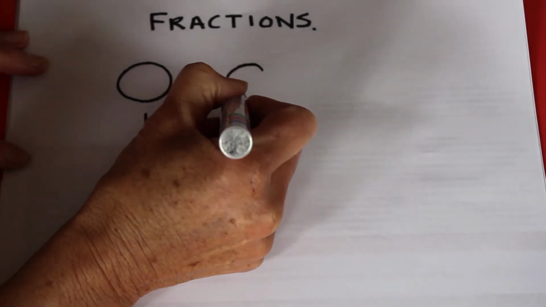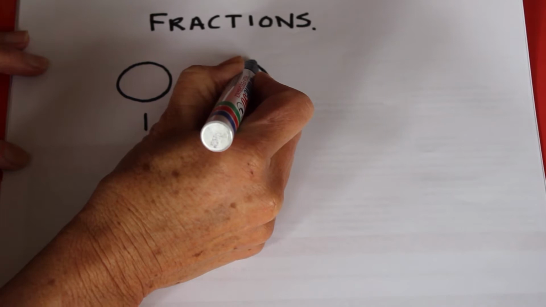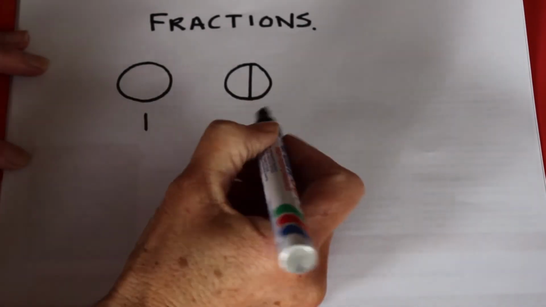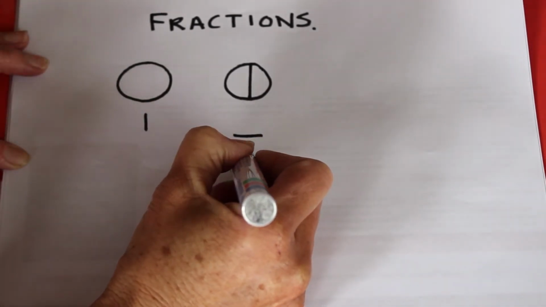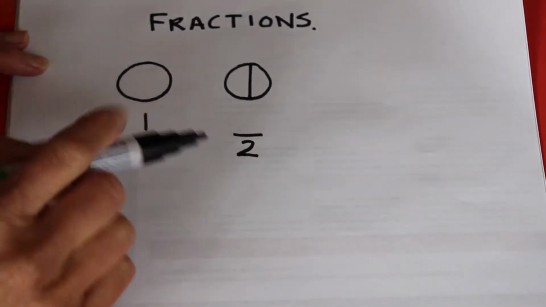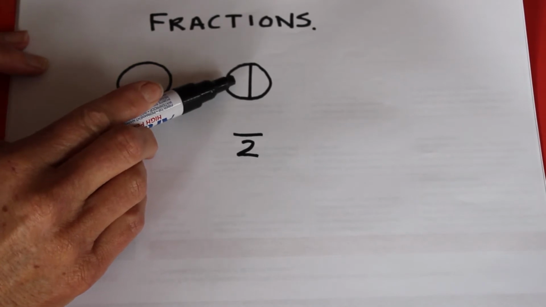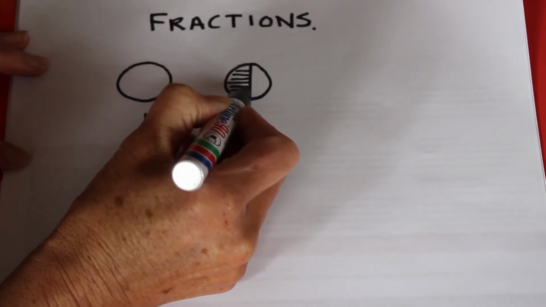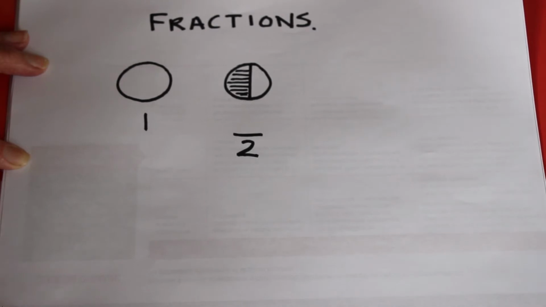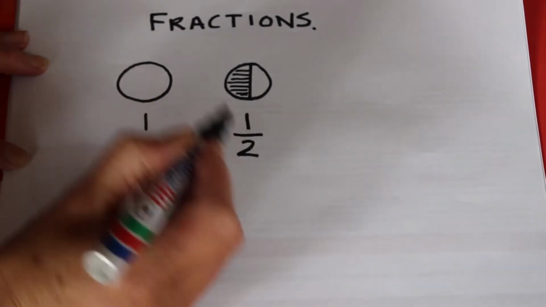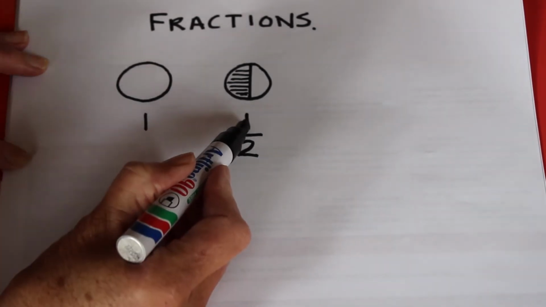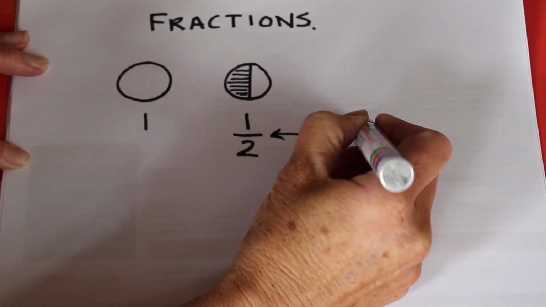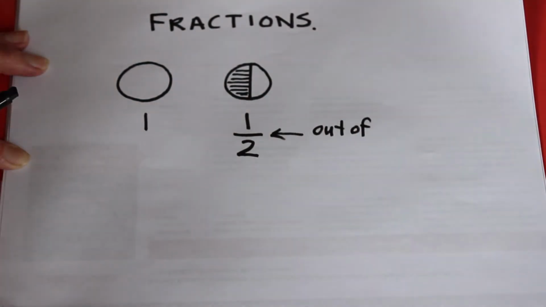When we have a circle and we now start to cut it up and we cut it into half, we have broken that circle into two pieces. We write that as cut into two pieces. That is the denominator. It's telling us how many pieces the circle or shape has been cut into. When we colour one of those, or two, depending on how many pieces we've broken it into, we say that we have coloured in one of the two pieces. So one out of two pieces. This line means out of. So we say we've coloured one out of two pieces.